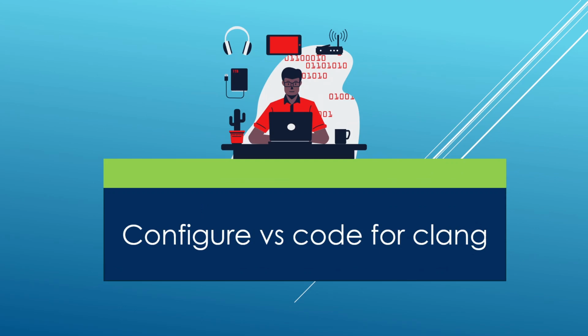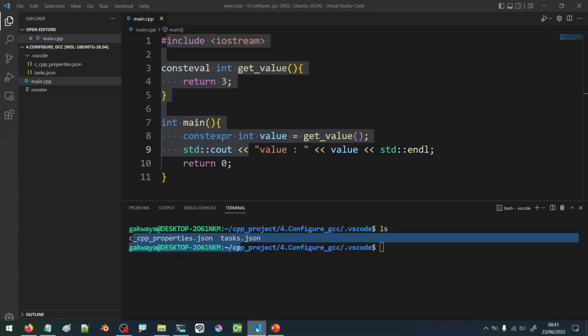In this video, I am going to show you how to configure Visual Studio Code in a way that it can use Clang as the compiler to build C++ 20 applications. Let's hop over to Visual Studio Code and show you how to do that.